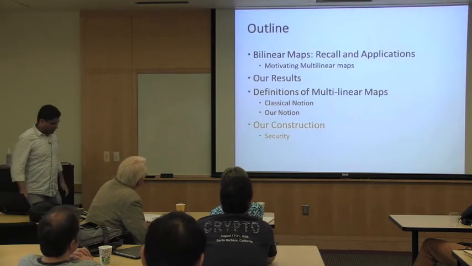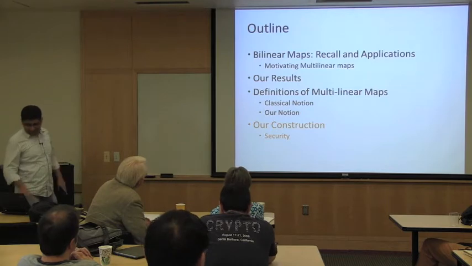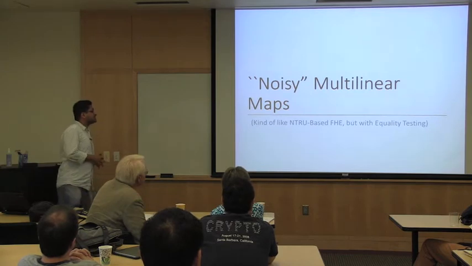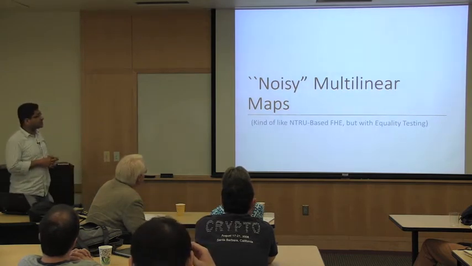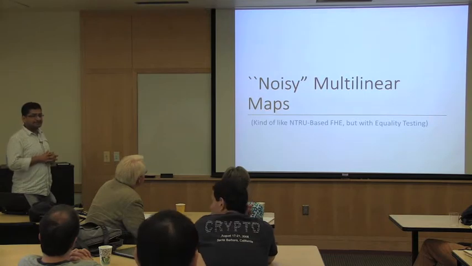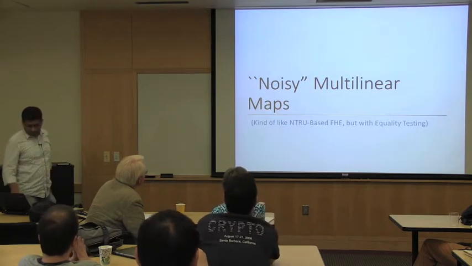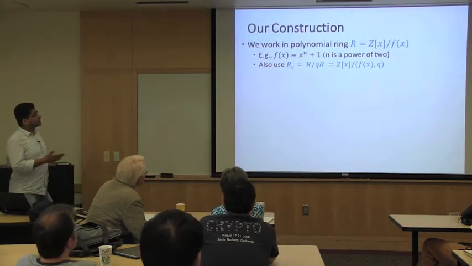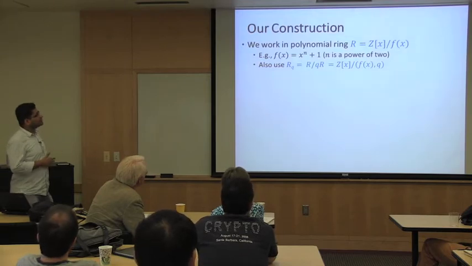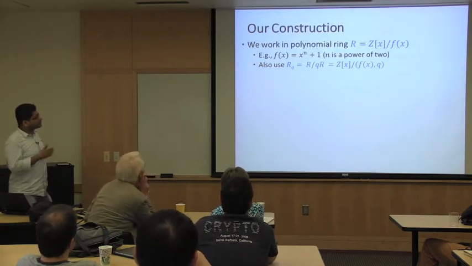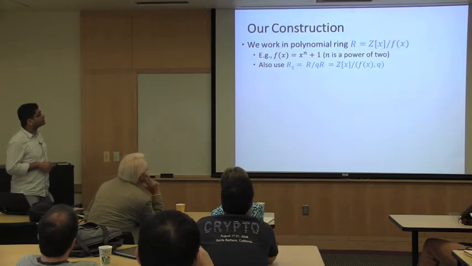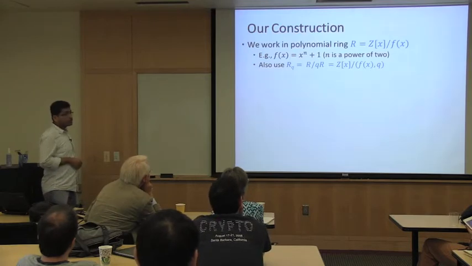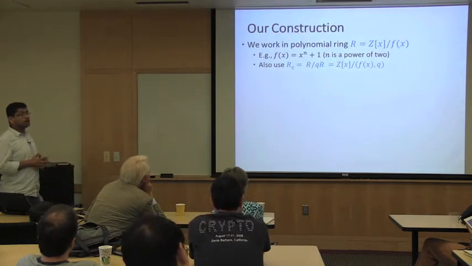Okay, so now I'll give you the construction, and maybe things will become more clear. Just a remark: our scheme is very much like the NTRU-based fully homomorphic encryption, but there's an equality testing step at the highest level. We're going to work in polynomial rings where f(x), as we heard yesterday, is going to be x^n plus 1, where n is a power of 2, so it's a 2n-th cyclotomic polynomial. And we're going to use the ring R_q, which is R additionally modded out by q, and think of q as being very, very large.